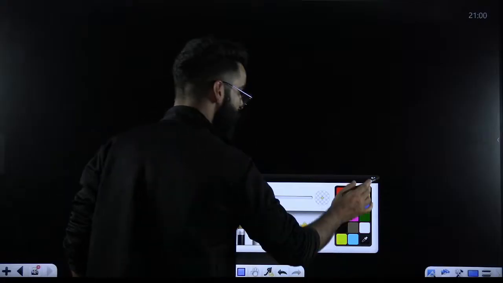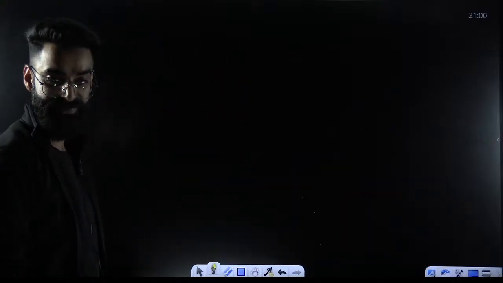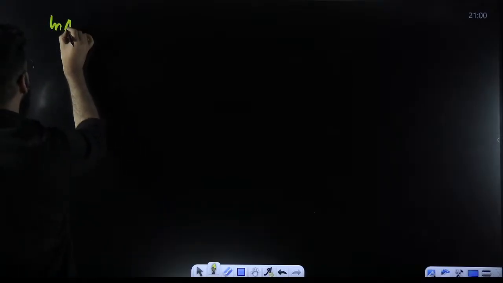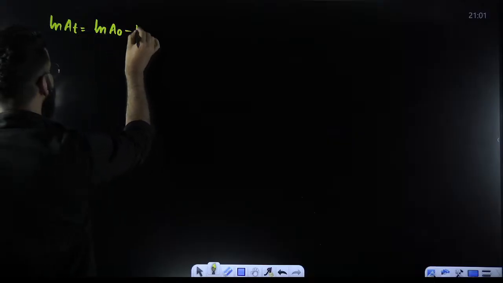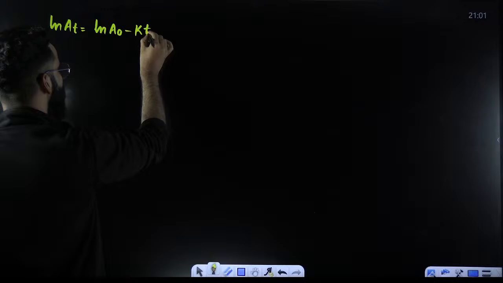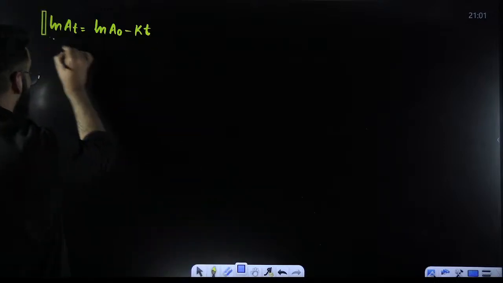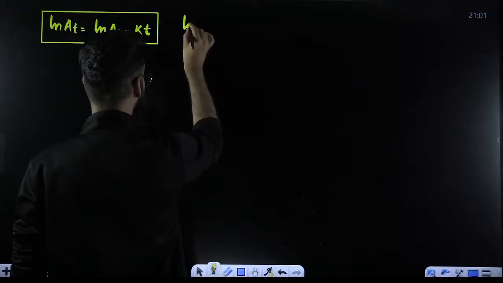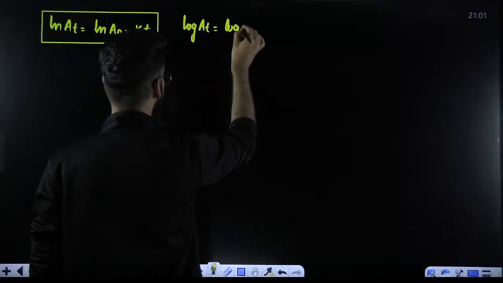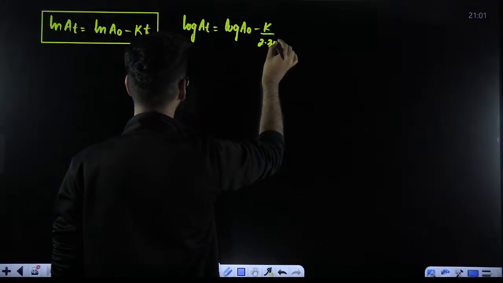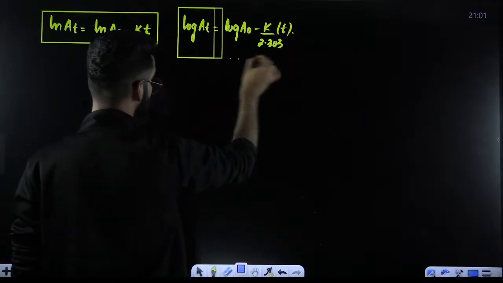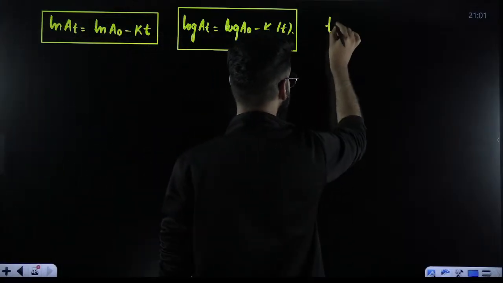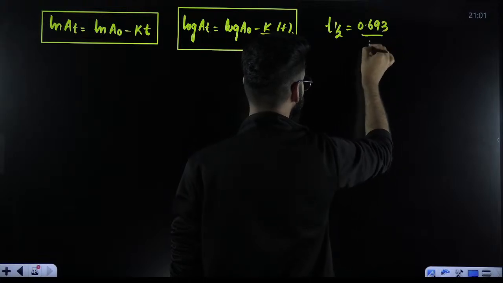For example, there are some equations which I'm going to write, and you will let me know about the nature of the graphs. This equation I believe you must have studied somewhere: ln of At is equal to ln of A naught minus kt. This is something you would have studied in first order kinetics. If not, anyways, we are going to study all this in the Phoenix 2.0 NEET English batch. You need not worry about that. Second equation: log of At is equal to log of A naught minus k divided by 2.303 multiplied by t. This is one more equation. Then I'm writing t half is equal to 0.693 upon k. One more equation.